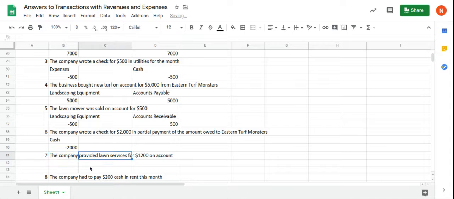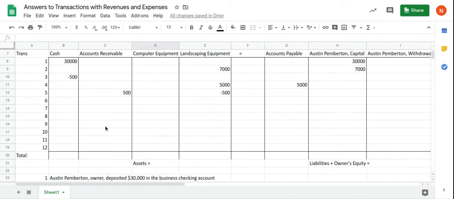All right. So we wrote this check out to the people who we owe money to. The people we owe money to is the definition of accounts payable. Now, we are in less debt to these people. Therefore, it is going to be negative. Like I said before, the only time accounts payable is going to be negative is when we pay off our debt, when we are in less debt, which is this case. So we go up to number 6. We have negative 2,000 here, and then we'll put negative 2,000 in accounts payable.